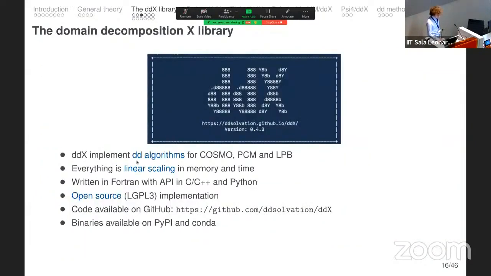Yep, everything is linear scaling in memory and time. The library itself is written in Fortran, but we also exposed APIs to C, C++, and to Python. It's open source, so if you want to contribute, feel free. And also, if you have some requests for functionalities, you can open an issue on GitHub, and at some point we will take care of it. The code is available here, and you can also download binaries from PyPI and Conda if you want to use it easily.